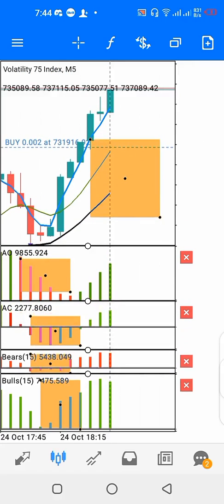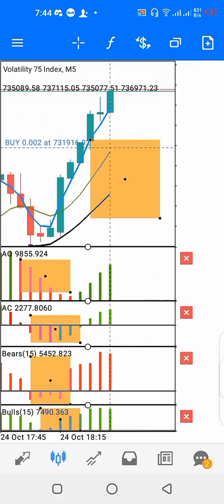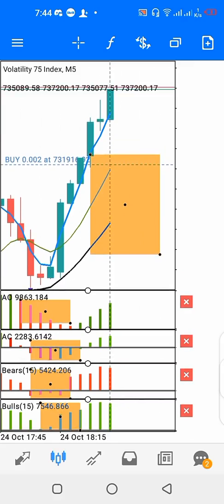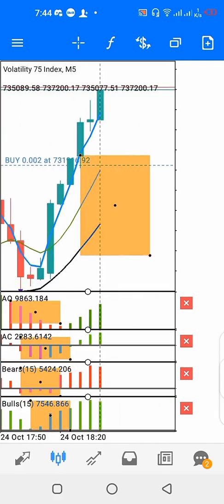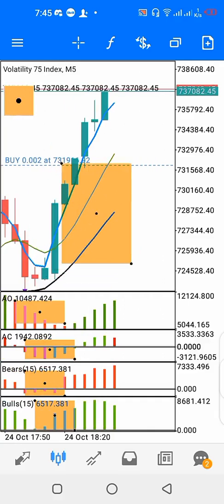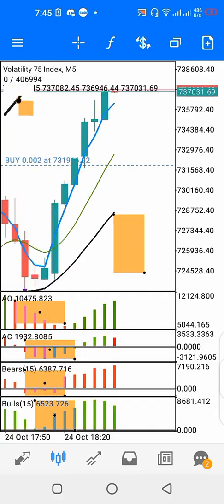Okay, I'm trying to collapse the indicator windows so that we can see clearly what's happening on the main window. I want to have a big view of what's happening on the main window so that we can understand better how this strategy works.